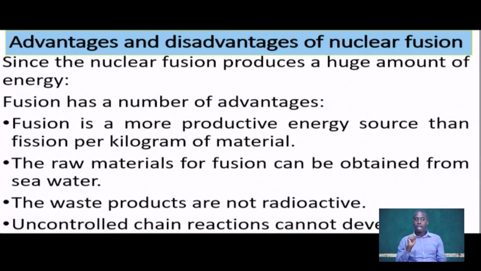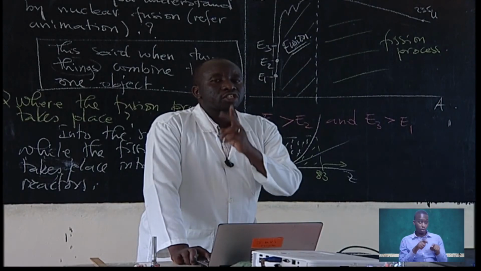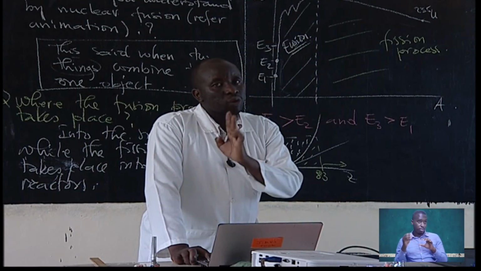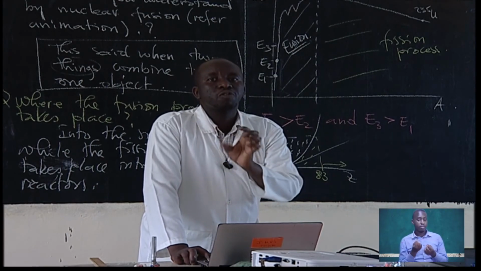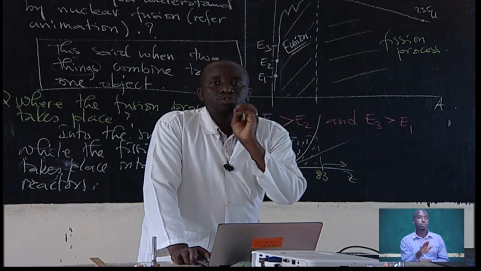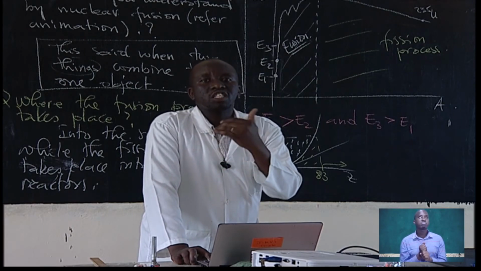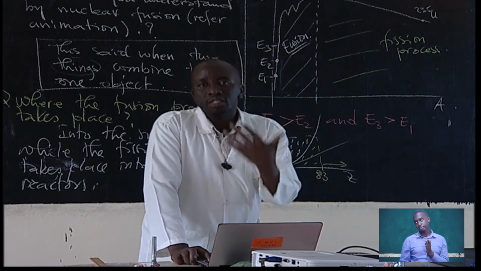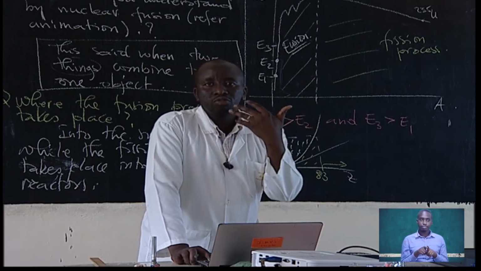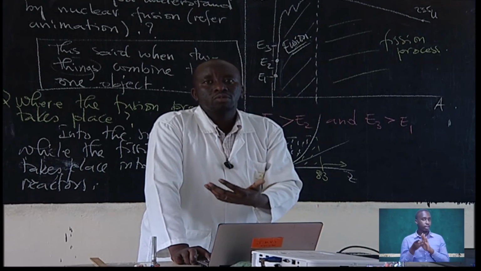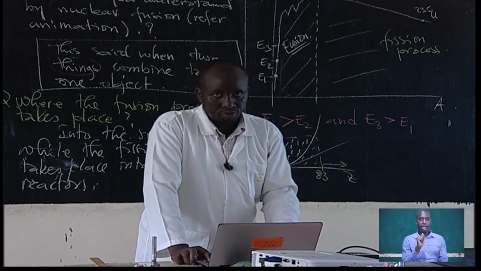Remember what we have said. We have said that an uncontrolled chain reaction in the fission process, when taking place, is possible. So this is what enabled the scientists to develop these atomic bombs, right?